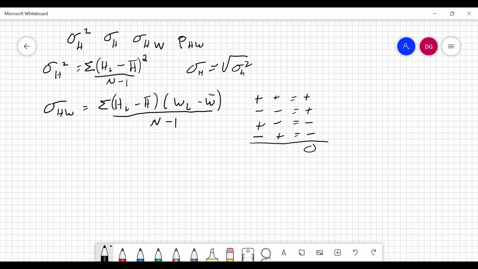So if there is a strong relationship between these two things, I get positive. If there is an inverse relationship, I get negative. Or if there's no relationship, I'm going to get 0.